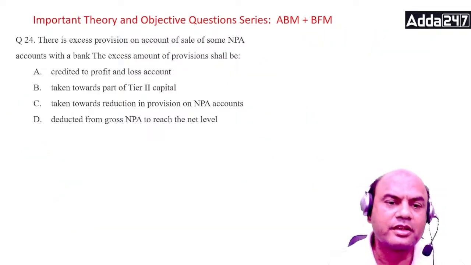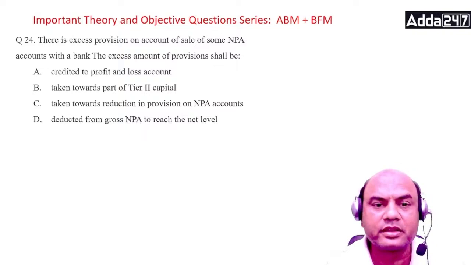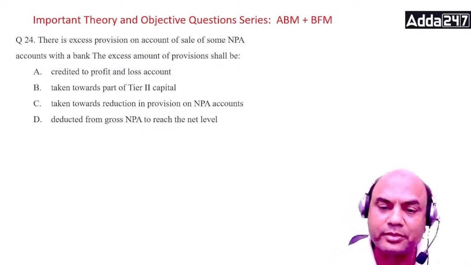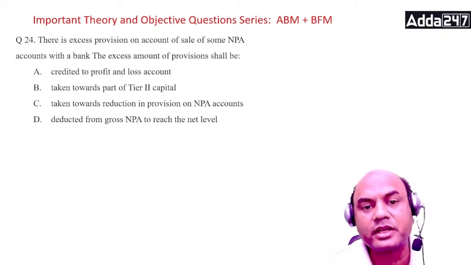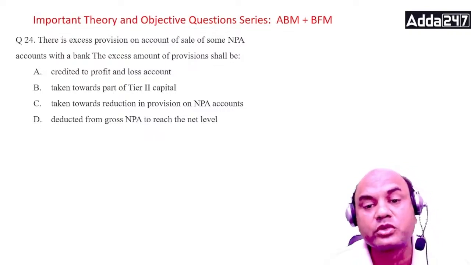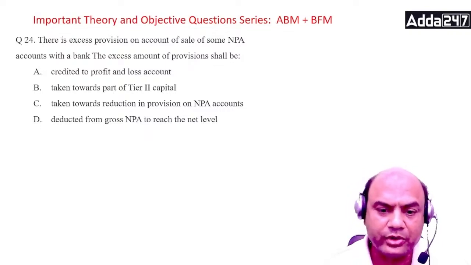Next question. There is an excess provision on account of sale of some NPA accounts with the bank. Means there is some NPA account with the bank and now it has been sold. The excess amount of the provision shall be. So what should I do with that amount which has been sold by me? Getting my point?